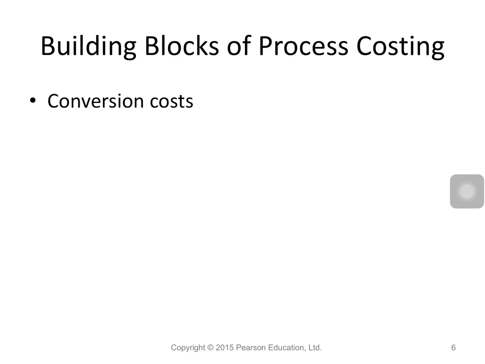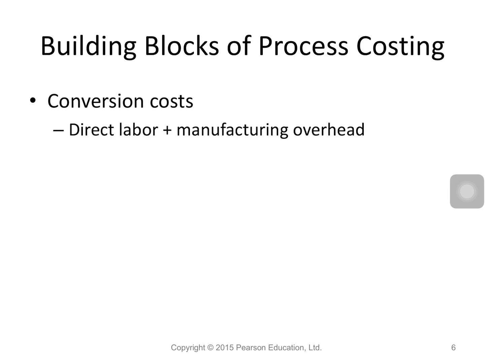So in process costing, you will be familiar with the word conversion cost, which is direct labor plus manufacturing overhead. And actually we have another one here. We call it primary cost.